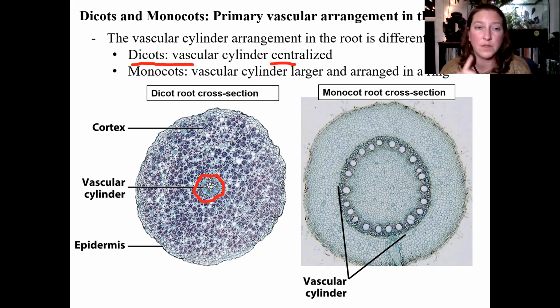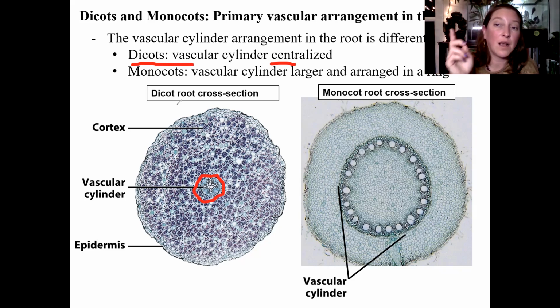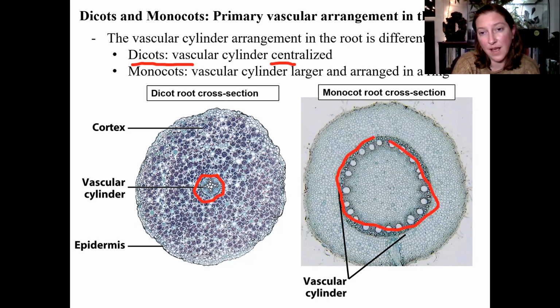In monocot stems, the vascular tissue was not in a ring. It was scattered. And that's when I showed you those little faces, right? Those little faces. So that was in a monocot stem. In monocot root, it's basically this whole thing is the vascular cylinder. And to be fair, in a monocot root, it kind of looks like arranged in a ring.